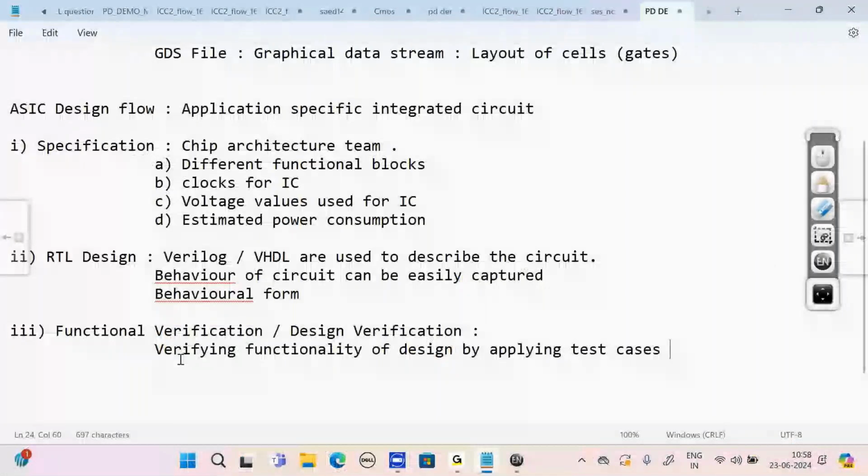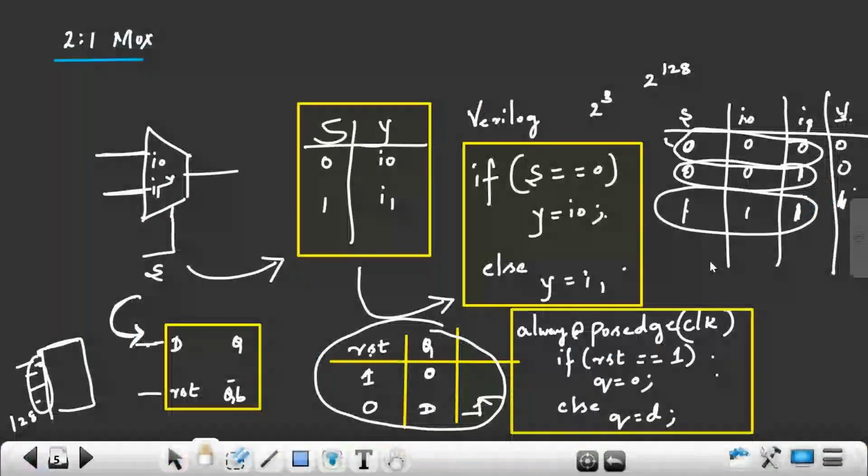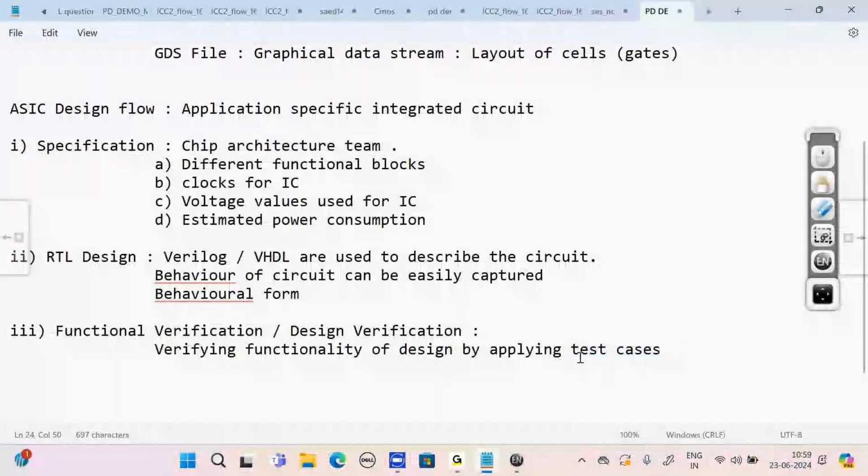So the test cases you apply, I cannot apply whatever I like. If I apply like that, the combination of test cases starts increasing. Apply the test cases carefully so that I can verify this circuit efficiently. So what type of test cases do I have to apply? That is told by your UVM, how to apply the test cases for bigger designs.